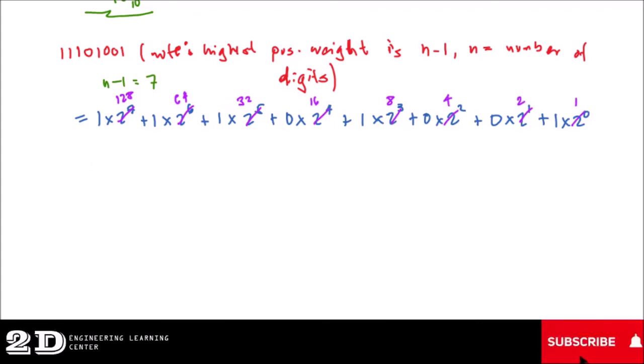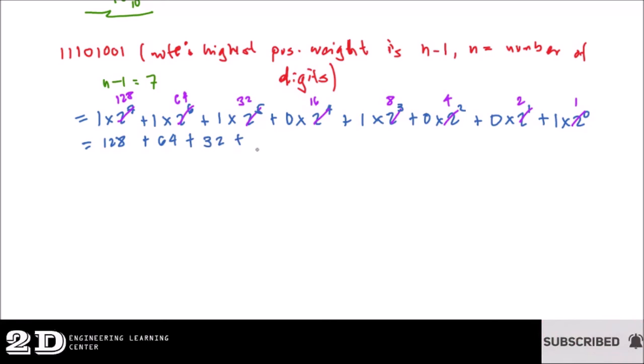So let's first multiply each of them. So we have 1 times 128, that will be 128, plus 1 times 64, that will be 64, 1 times 32, that will be 32, plus 0 times 16, that will be 0, 1 times 8, that will be 8, plus 0 times 4, that will be 0, plus 0 times 2, that will be 0, plus 1 times 1, that will be 1.